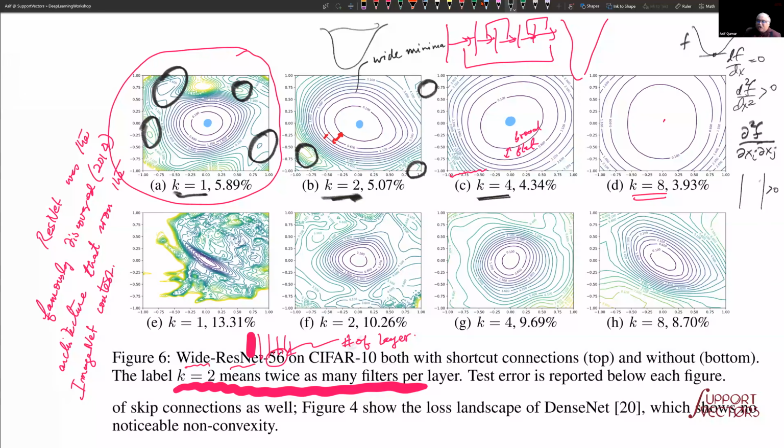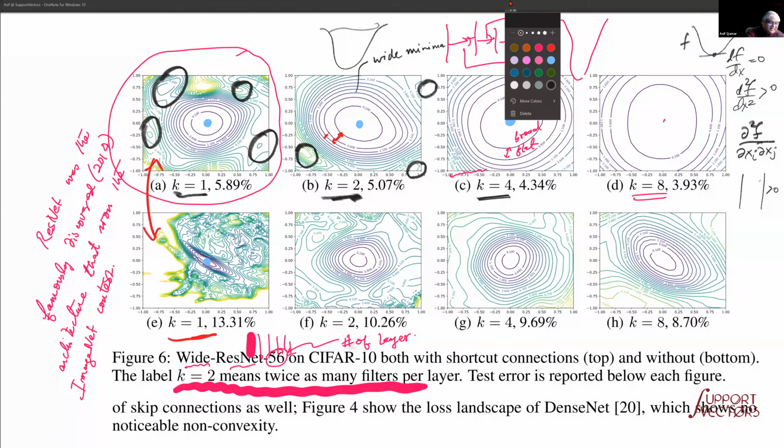So this is it. As you increase the number of filters, it improves. And now let's look at the lower one. See what happens when you disable the short circuits. K is equal to 1. Compare these two. Which is better, the upper one or the lower one? The upper one. Look at it. The global minima is here, but what about the local minima? It is infested with lots of local minimas around it.